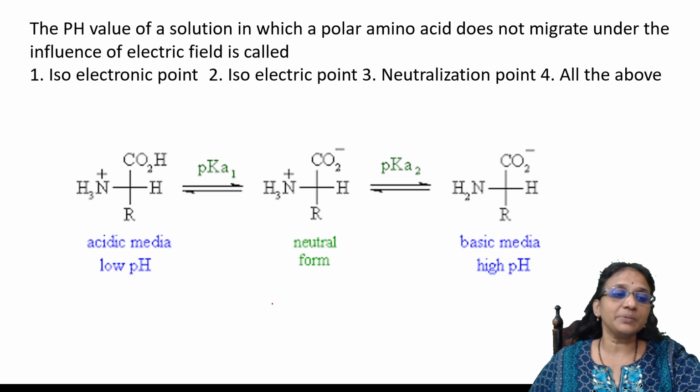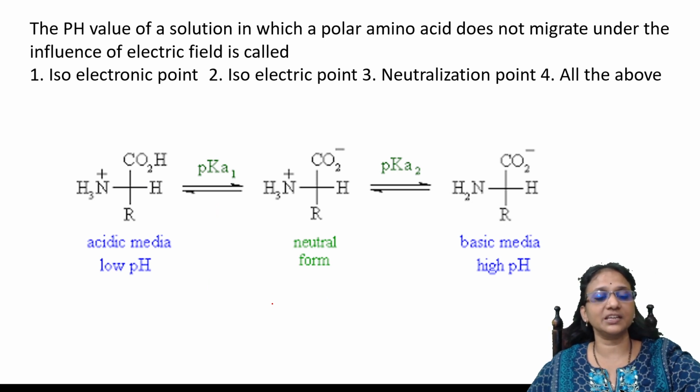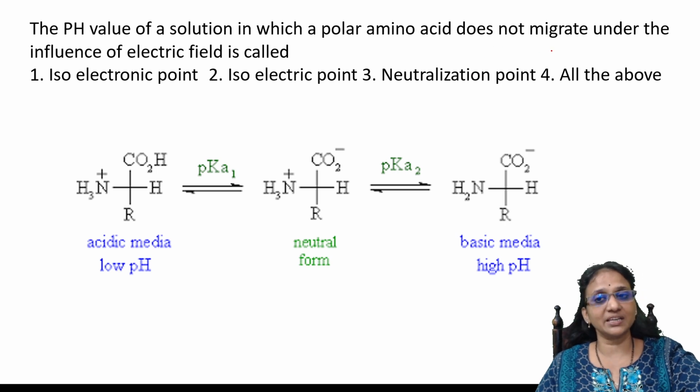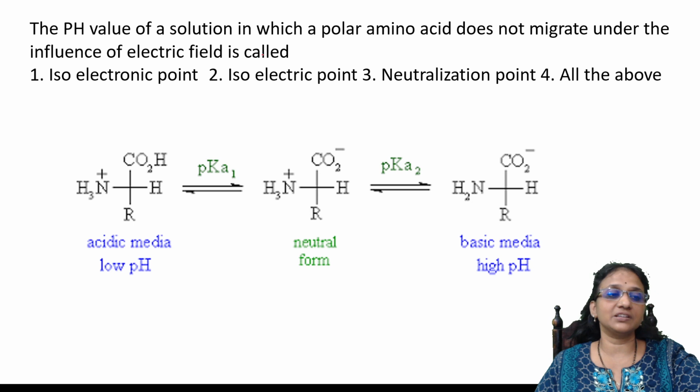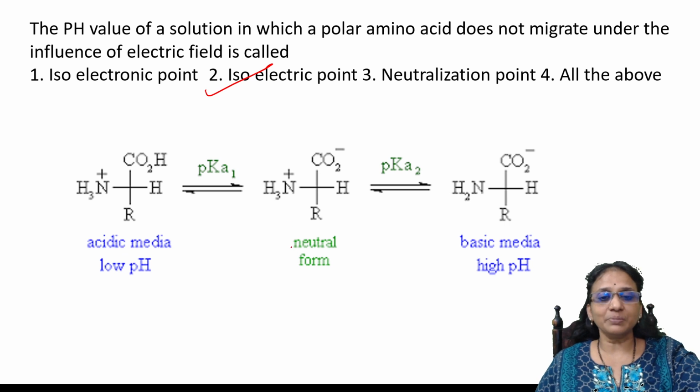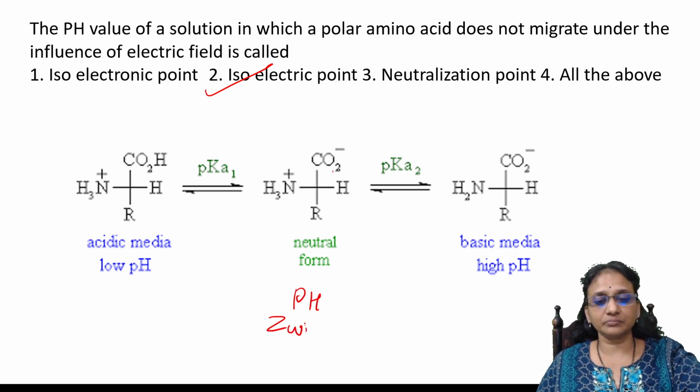Next comes the pH value of a solution in which a polar amino acid does not migrate under the influence of an electric field, which is called the isoelectric point. That means there's one particular pH where there is existence of a Zwitter ion. What is a Zwitter ion?